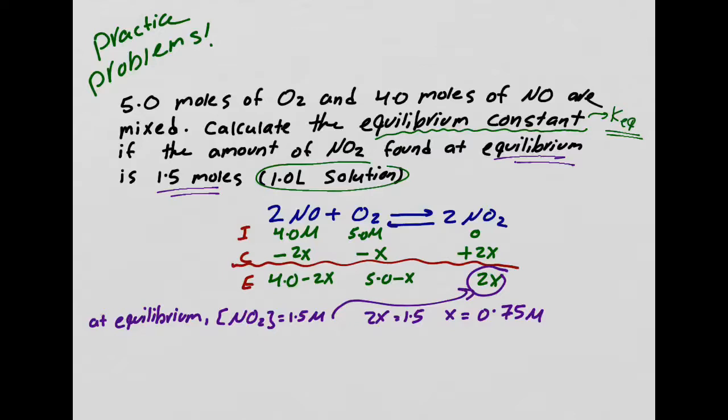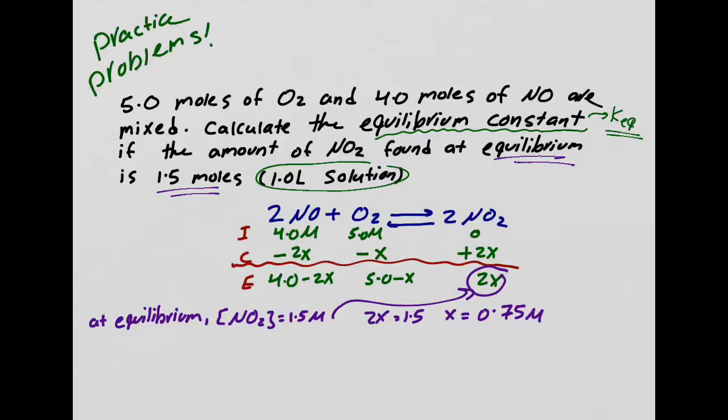But what they tell me is, at equilibrium, the NO2 concentration is 1.5 molar. I know at equilibrium, NO2 has to be 2X, right? So NO2 has to be 2X at equilibrium, so I can figure out that X is 0.75. Yeah? Okay.